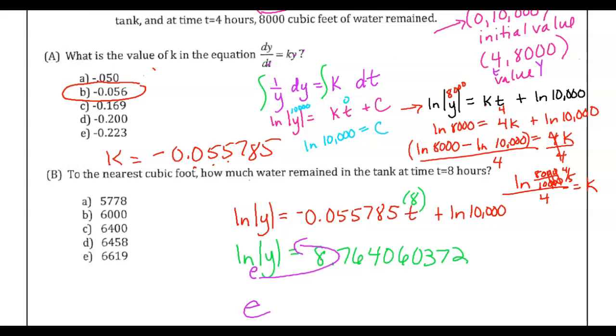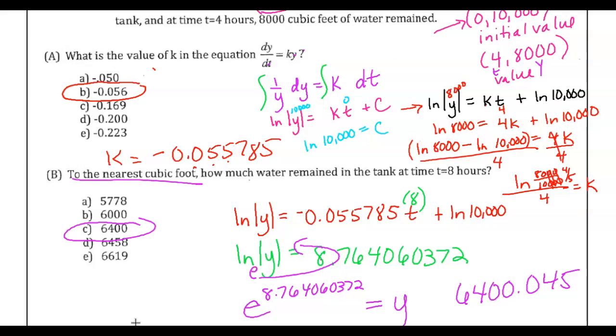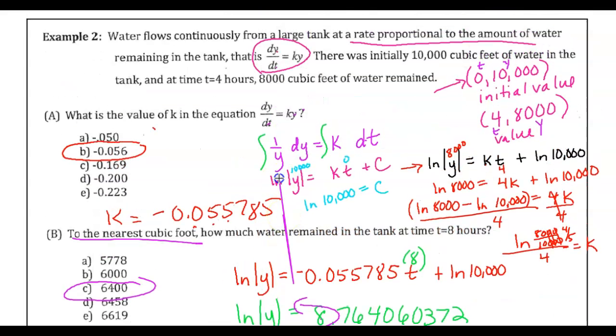So e to this equal to, it is the absolute value of y, but all these conditions tell us it's just going to be y because it's the positive roots. So we'll go ahead and type that in. e to the 8.764060372. So I got 6,400.045. And it said to the nearest cubic foot. Okay. So that's kind of how we can use separable differential equations with exponential growth.